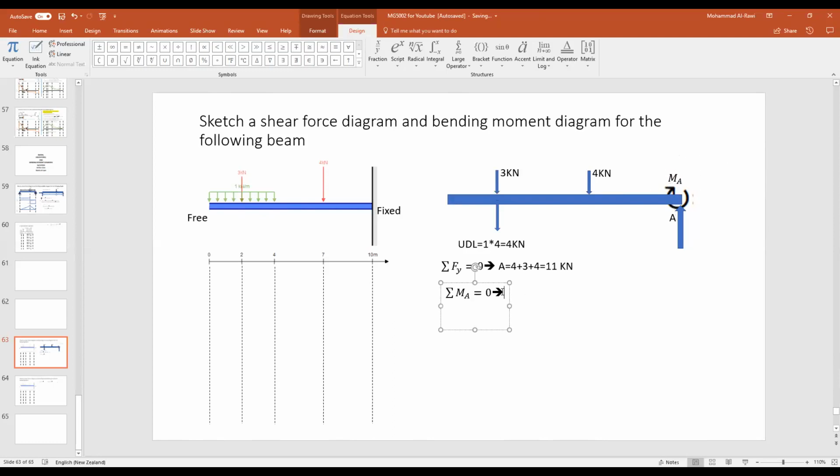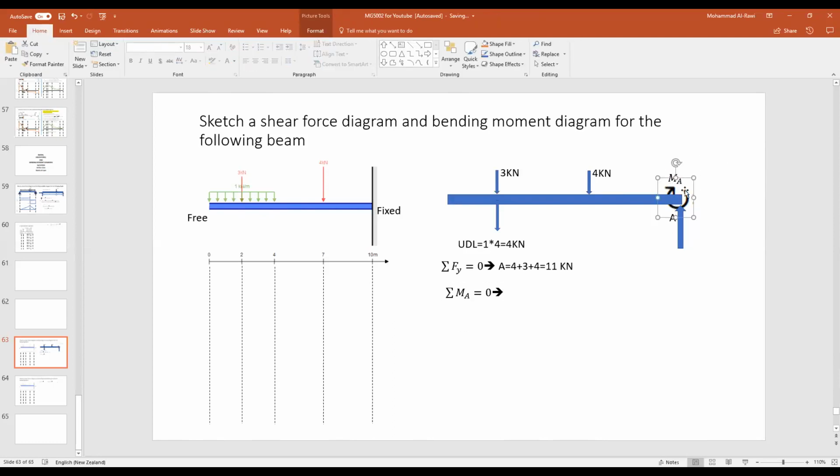So the first thing we start with, because I assumed this is my positive direction of the moment, it would be positive MA. Just copy this one to make sure I get it.